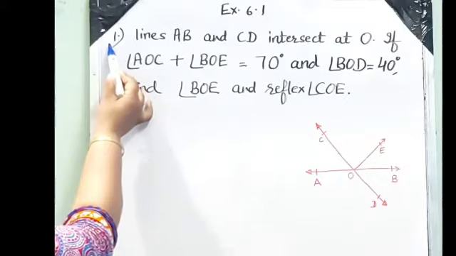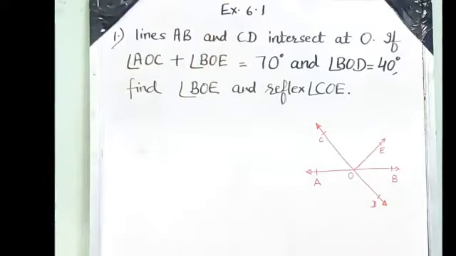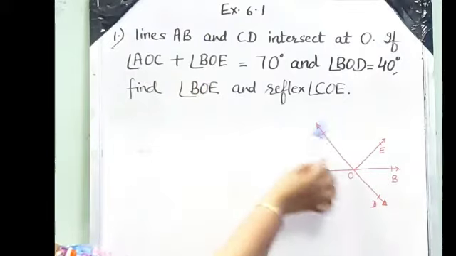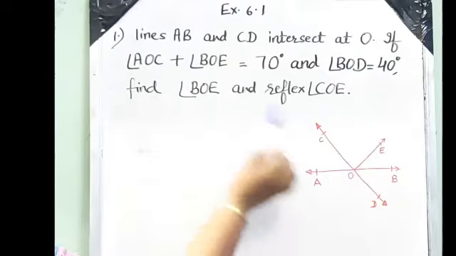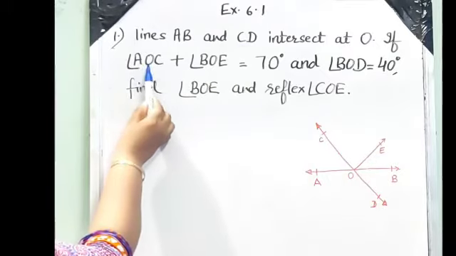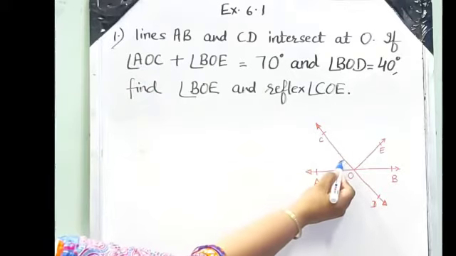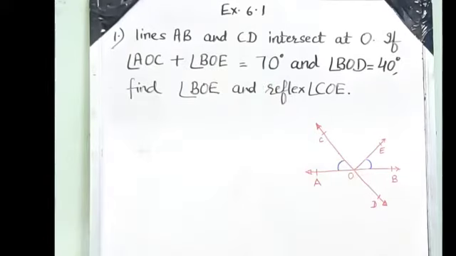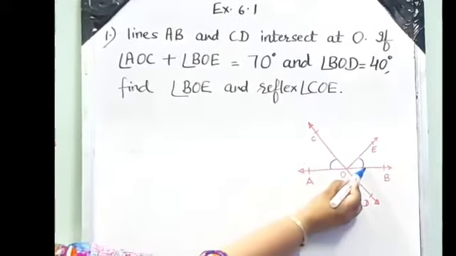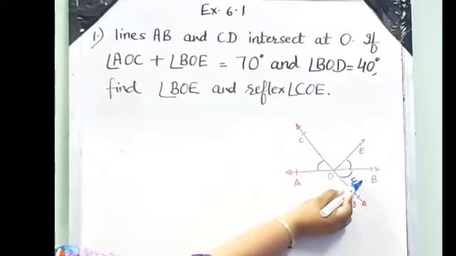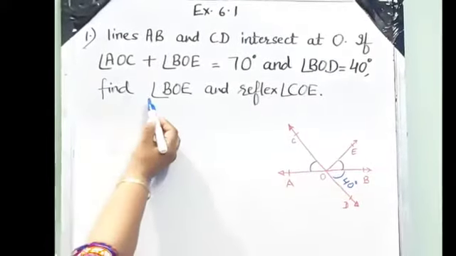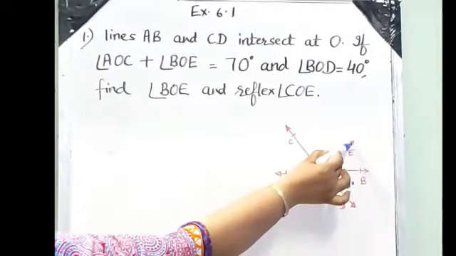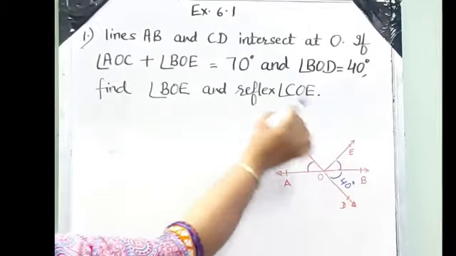Let's look at question number 1 of exercise 6.1. Lines AB and CD intersect each other at O. If angle AOC plus angle BOE equals 70 degrees and angle BOD equals 40 degrees, then find the angle BOE and reflex of angle COE.